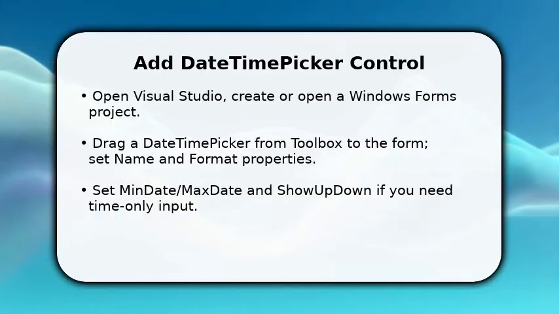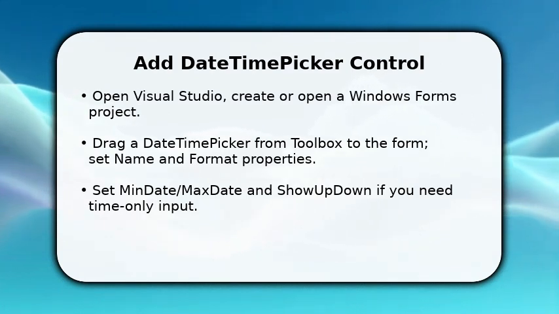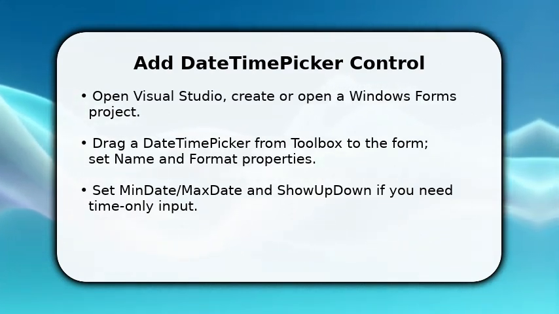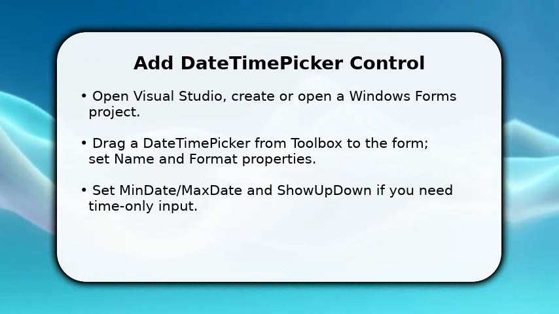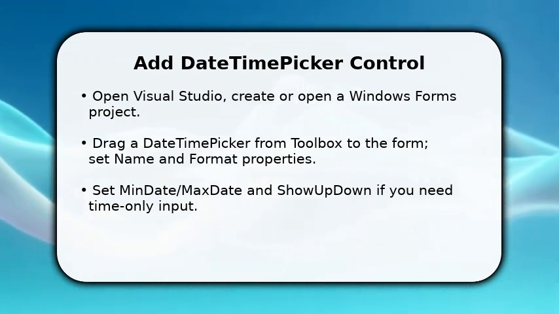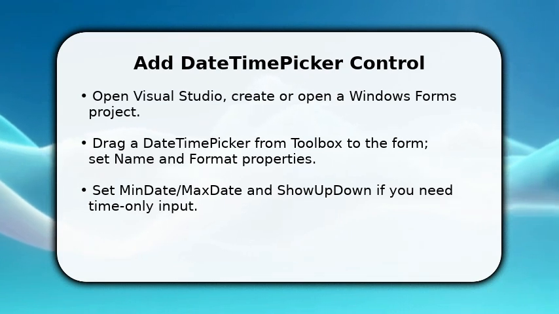You start by placing a date-time picker onto your form so users can pick dates quickly. Once placed, name it logically, DTP start or DTP date, and choose a format: short, long, time, or custom. You do this because the format controls parsing and display.